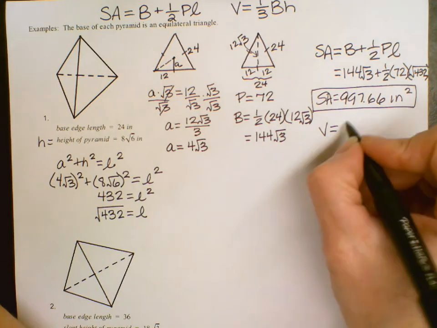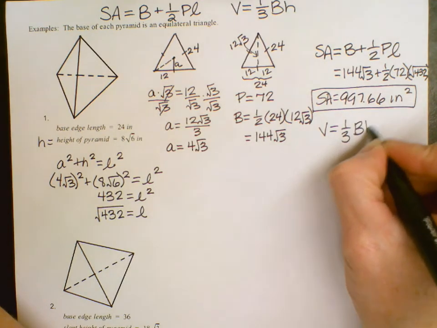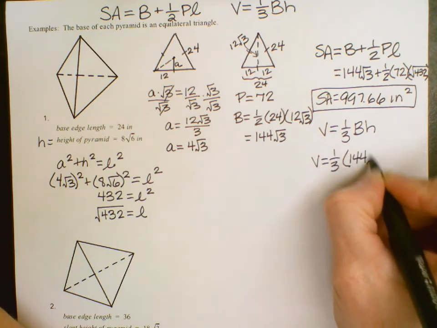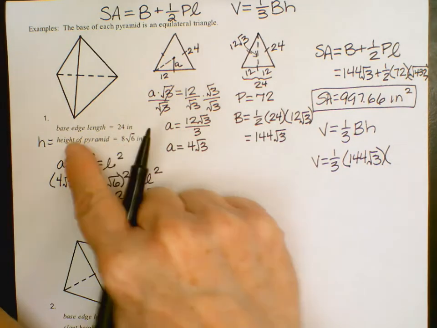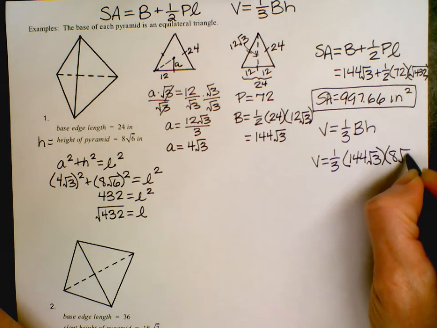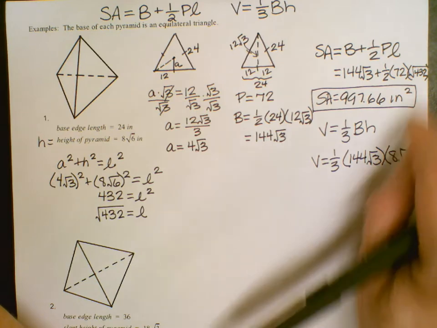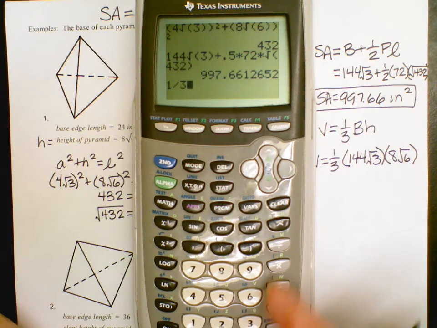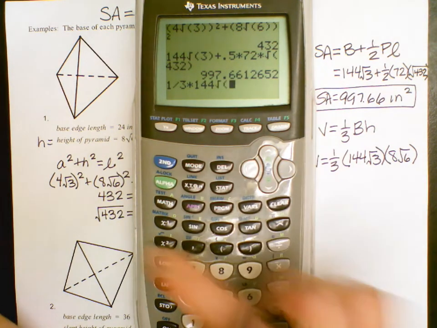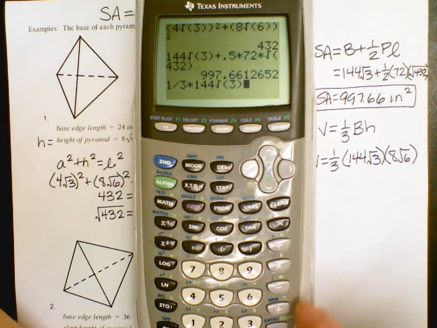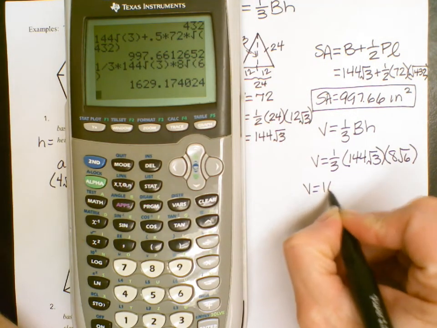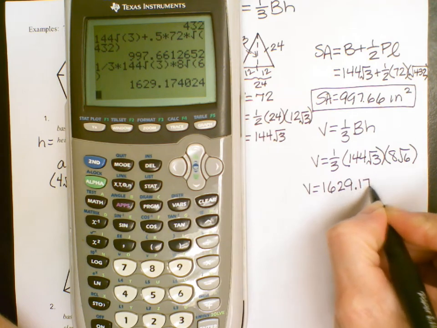Onto volume. 1/3 times capital B times H. So the volume here is 1/3 of capital B, 144 root 3, times the height of the solid, which was given as 8 square root 6. You'll notice here again, because of those square roots, I'm including them in a set of parentheses for my product. 1/3 times 144 square root 3, close the parenthesis, times 8 square root 6. So our volume in this case is 1,629.17 inches cubed.